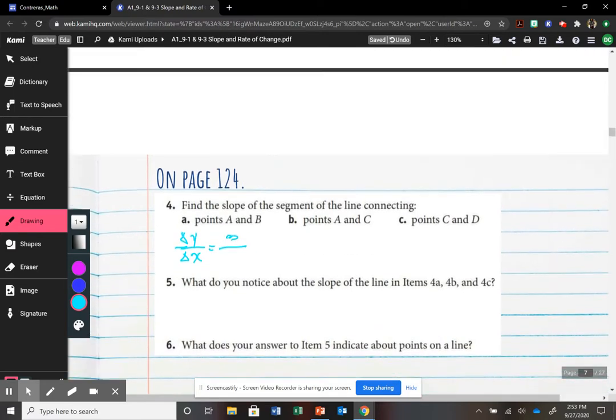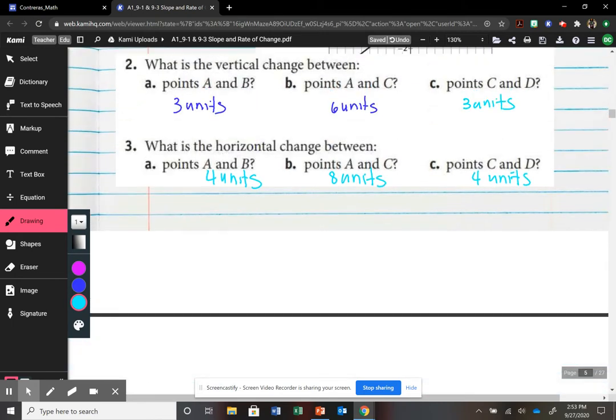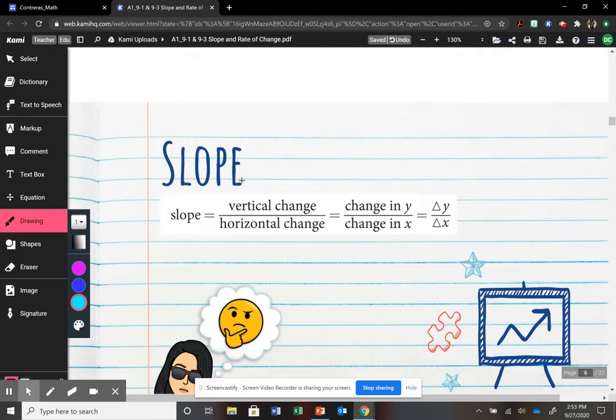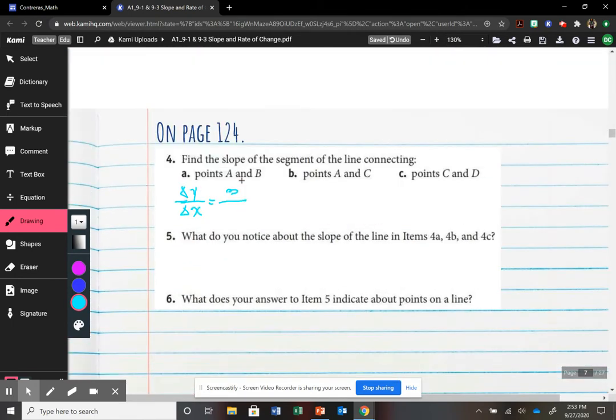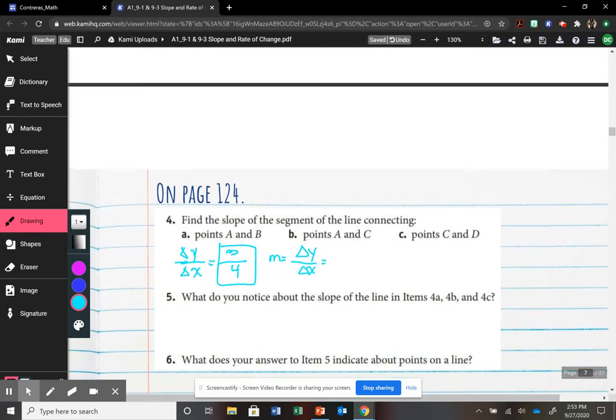And what was our horizontal change between A and B? Our horizontal change was 4 units. So here our slope would be 3 over 4. Okay, let's try the next one. Points A and B, change of y over change of x, which is our slope. I'm going to write it as m.